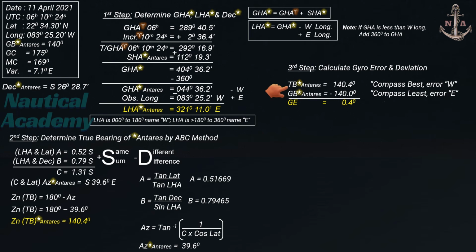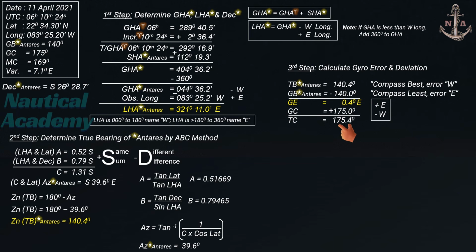Now, the true bearing was determined through calculations, while the gyro bearing was taken from the gyro compass. In this case, the compass refers to gyro bearing, which is least because it has a lesser value, so the gyro error is east. Next, apply the gyro error to the gyro course to determine the true course. The rule is to add easterly error and subtract westerly error. The gyro course at the time of observation is 175 degrees. And since the error is east, we add it.